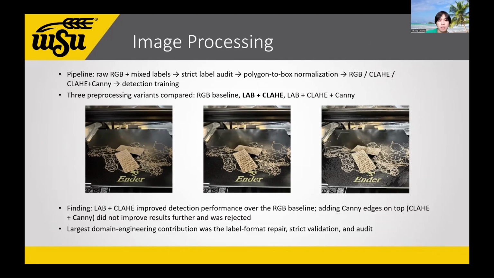I treated image processing as something that's not assumed to help. I compared three variants: RGB baseline, LAB plus CLAHE, and LAB plus CLAHE plus Canny edges. The finding: LAB plus CLAHE actually improved detection performance over the raw RGB baseline. But adding Canny edges on top didn't improve the result any further, so that combination was rejected.